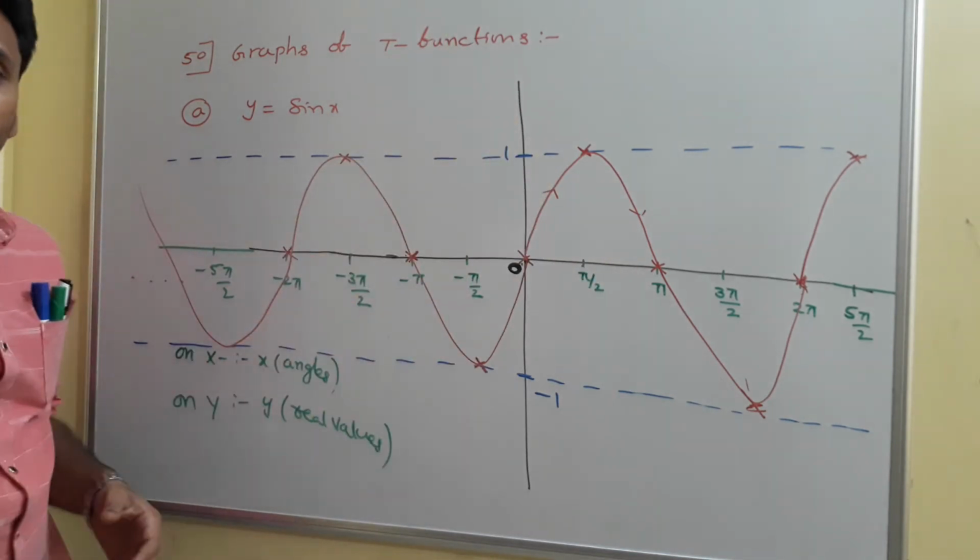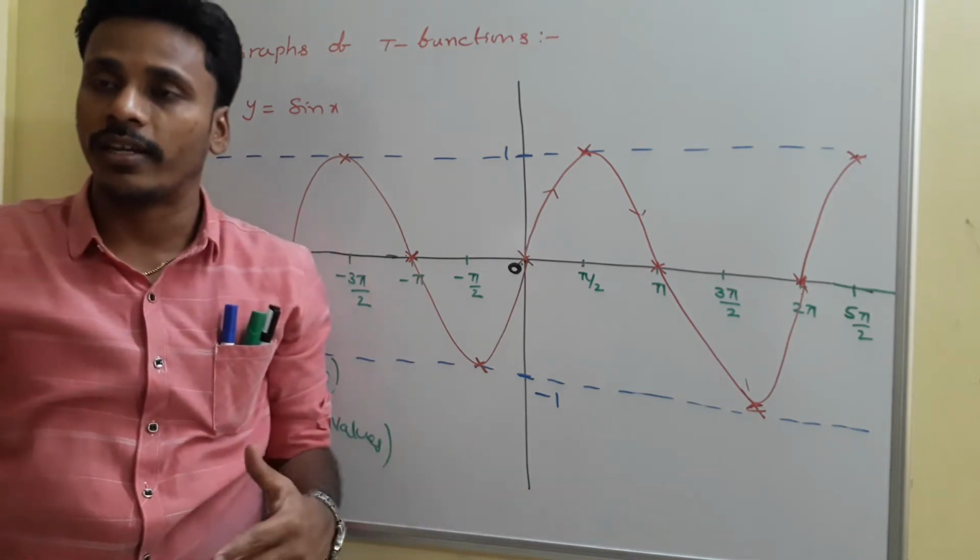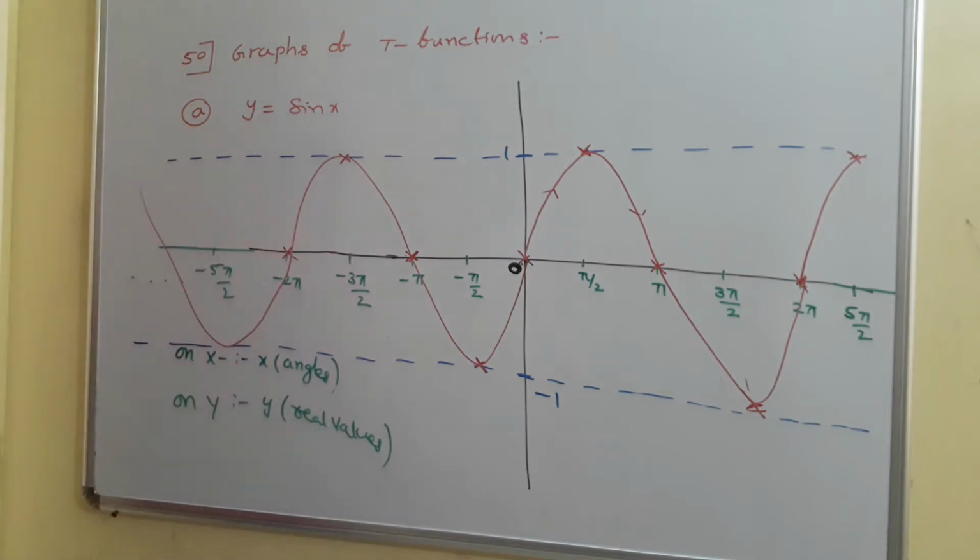This is the graph of sin x, and similar to this, now we need to sketch the graphs for cos, tan, cot, cosecant and everything. Have a look at this.